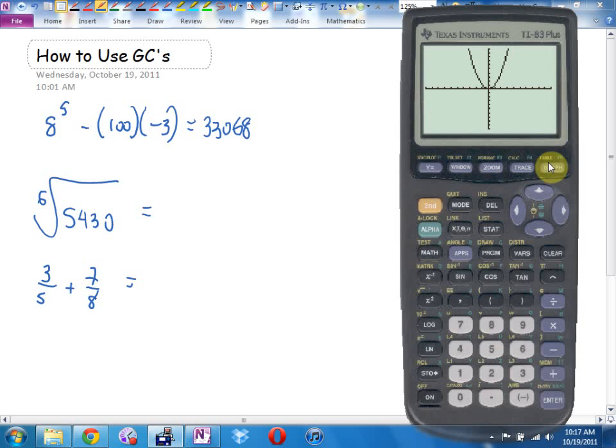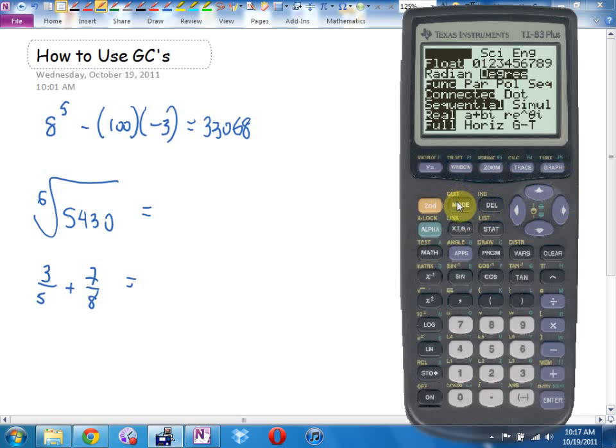The last important one that we're going to talk about for now is the mode button, which is right here. If you ever press your mode button, for Math 12, you want everything in the first column to be highlighted, except right now you want to be in degrees. If you borrowed a calculator, you're probably in radians. Just use your cursor key to move around until degrees is highlighted and press enter to toggle it on and off. Okay.